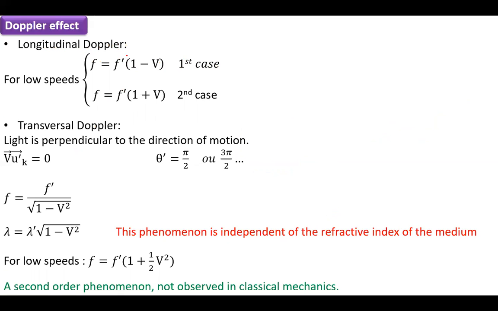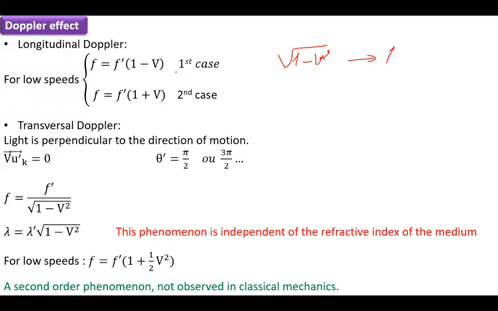This was always the longitudinal Doppler effect. For low speeds, the radical of 1 minus v squared tends to 1. So you will end up with the following equation. For the first case, when the source is receding, you get f equals f prime times (1 minus v). And for the second case, when the source is approaching, you get f equal to f prime times (1 plus v).